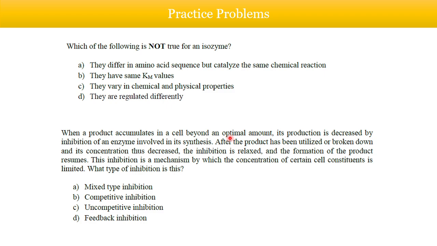D, feedback inhibition. Yes, that is correct, because you are getting back a signal like, this is what I do not need, so you can stop the mechanism. So it's a feedback inhibition. That's correct.